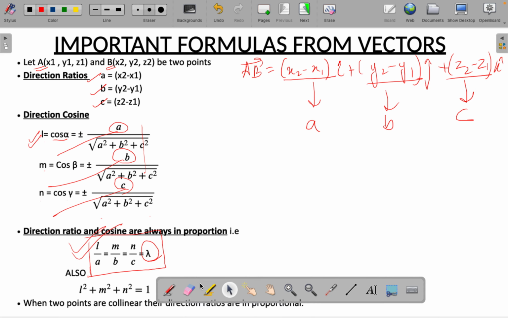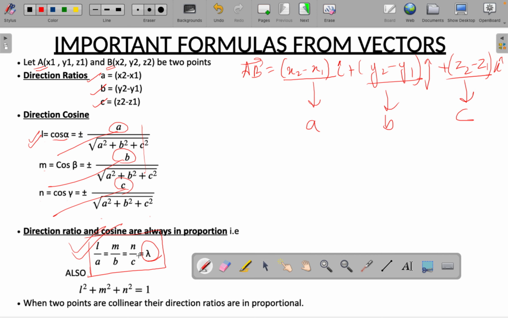This is also a known fact that if I add the squares of the direction cosines, I get 1. Why? Because in the numerator, children, I will get a square plus b square plus c square. In the denominator, when I take the whole square, this root gets cancelled, again I will get a square plus b square plus c square. So that is why when I add the squares of the direction cosines, I will get 1. So l square plus m square plus n square is equal to 1. And this is again a fact which we have already studied.